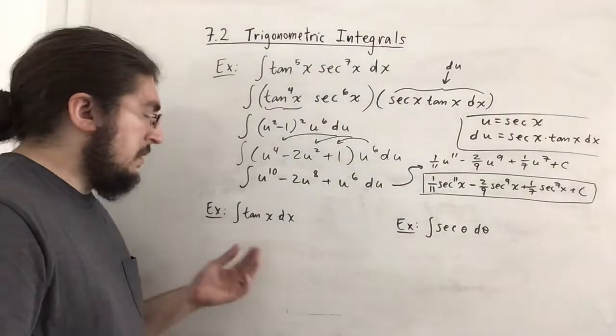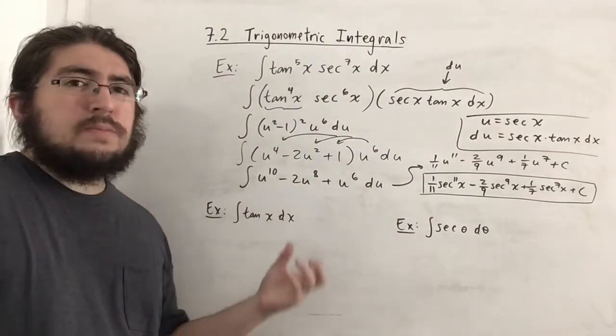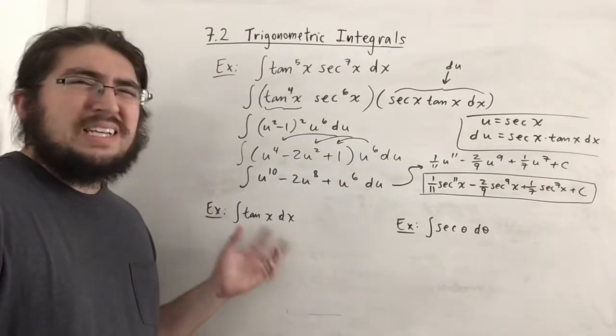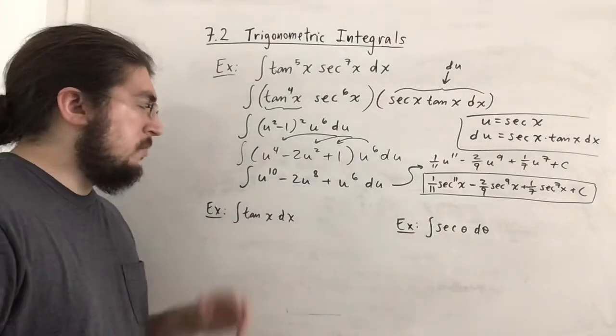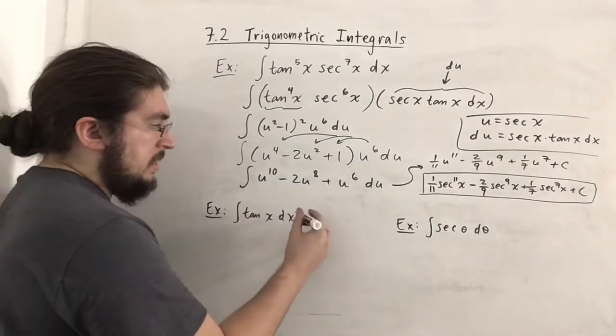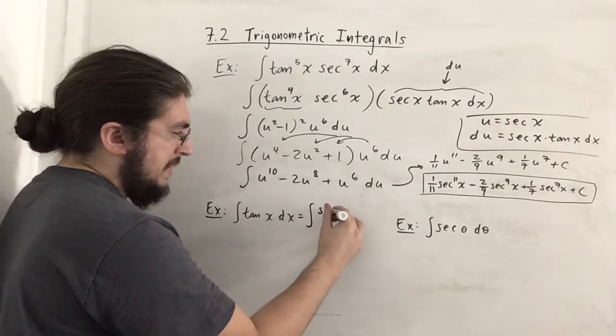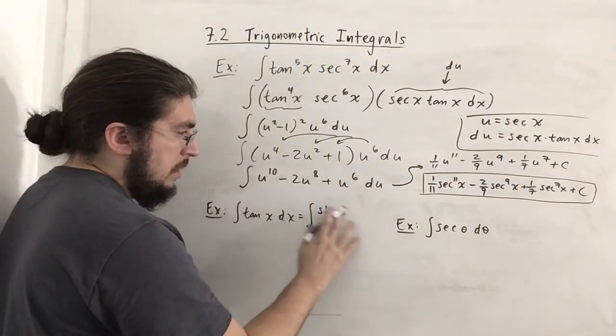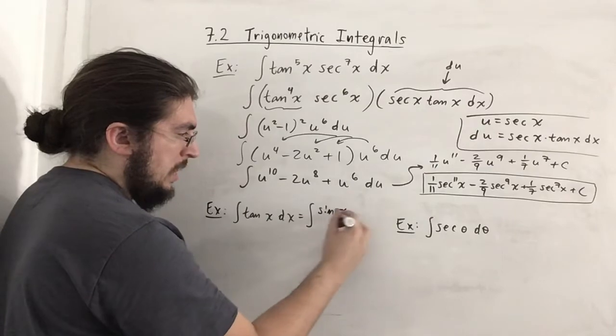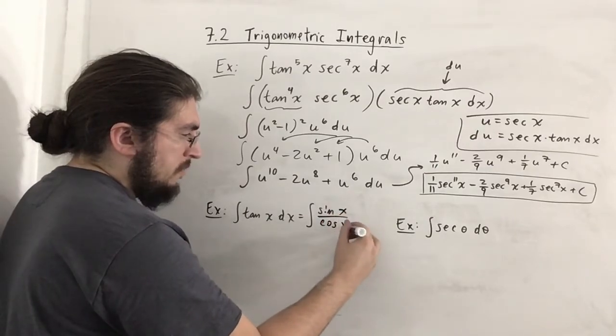Now we're going to take a look at these, which, to be quite honest, are kind of special integrals. This one is kind of special, but it's not really super special, because notice tangent is just sine over cosine. So sine of x over cosine of x. And what can we say from here?